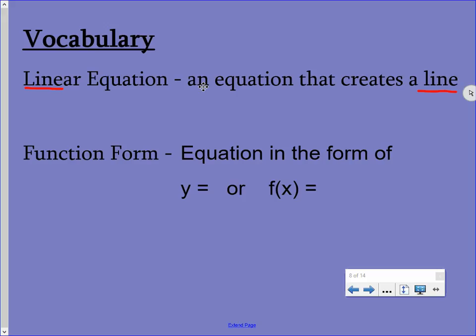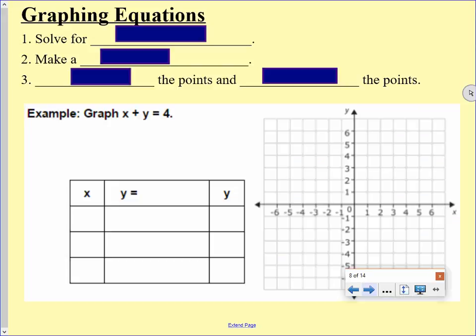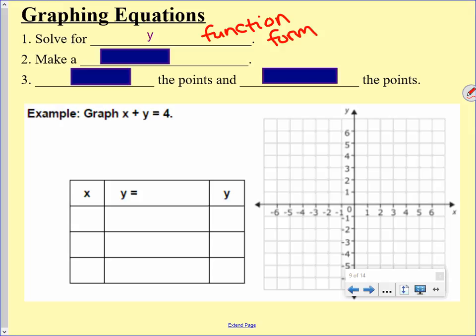Graphing equations. First step is to solve the equation for y. Put it into function form. Make it y equals. Second step is to make a table. Third step is to plot the points and connect the points.